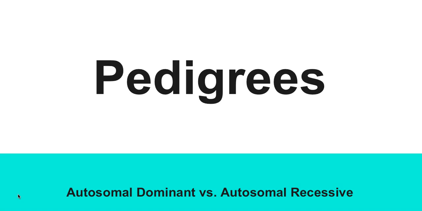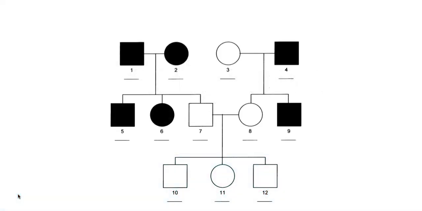Specifically, this review will focus on spotting autosomal dominant versus autosomal recessive traits within a pedigree. Now first, let's take a look at this pedigree. A quick reminder, boxes are males, circles are females, and if they're filled in, they have the trait. If they're blank, they do not. So an empty box in this case shows that they don't have the trait.